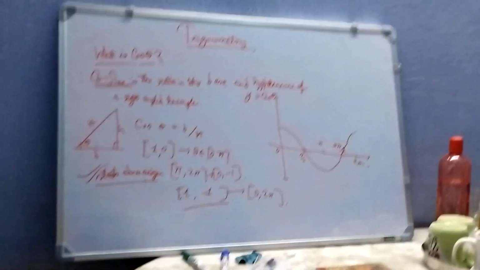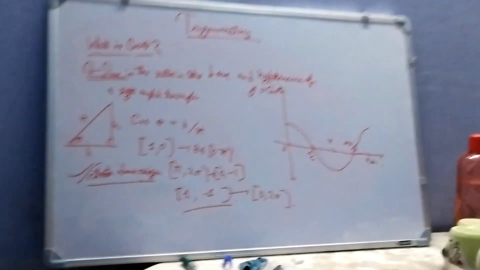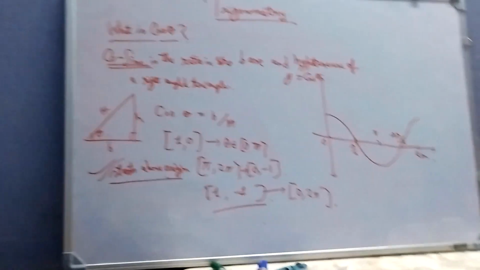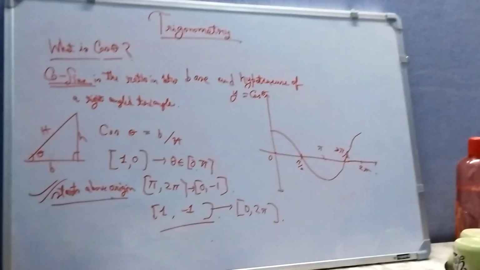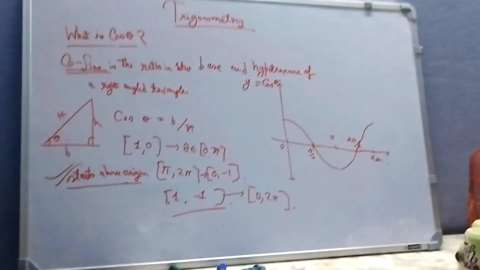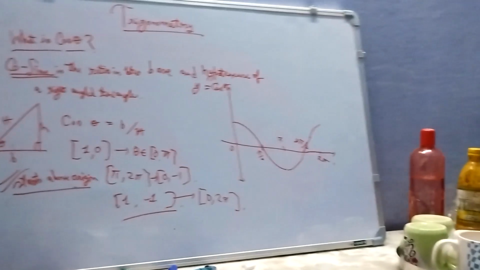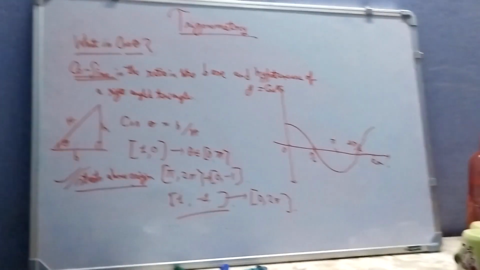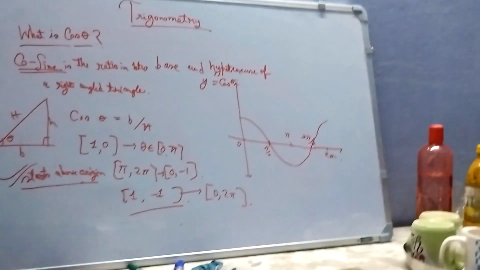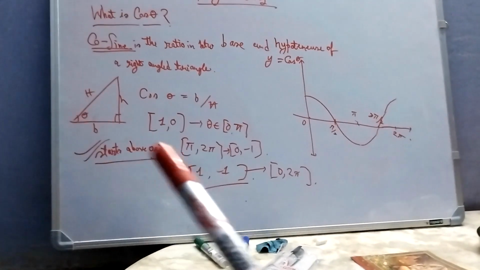So what is cos theta? Cosine is the ratio between base and hypotenuse of a right angle triangle, that is, cos theta is the base of a right angle triangle divided by its hypotenuse. And how does it start? It always starts above the origin.